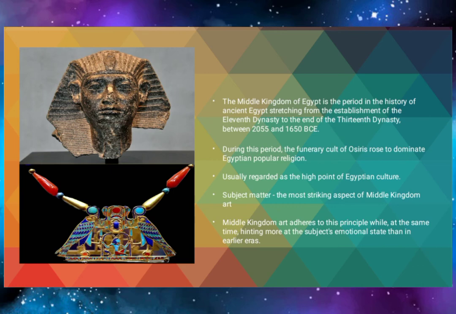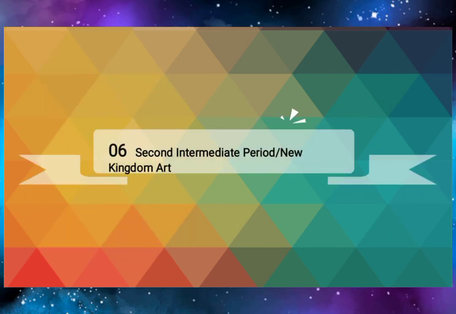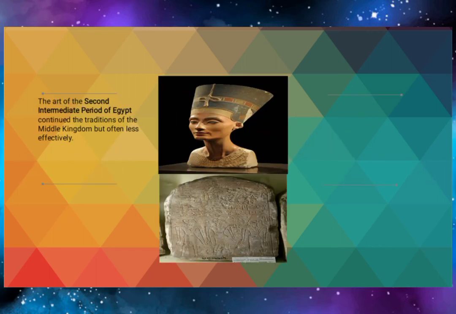So next, we have the second intermediate period, or the New Kingdom art. The art of the second intermediate period of Egypt continued the traditions of the Middle Kingdom, but often less effectively. The best artists were available to the nobility at Thebes and produced high-quality work, but non-royal artists were less skilled. So this era, like the first, is also often characterized as disorganized and chaotic, and the artwork helped as proof, but there were many fine works created during this time. They were simply on a smaller scale.